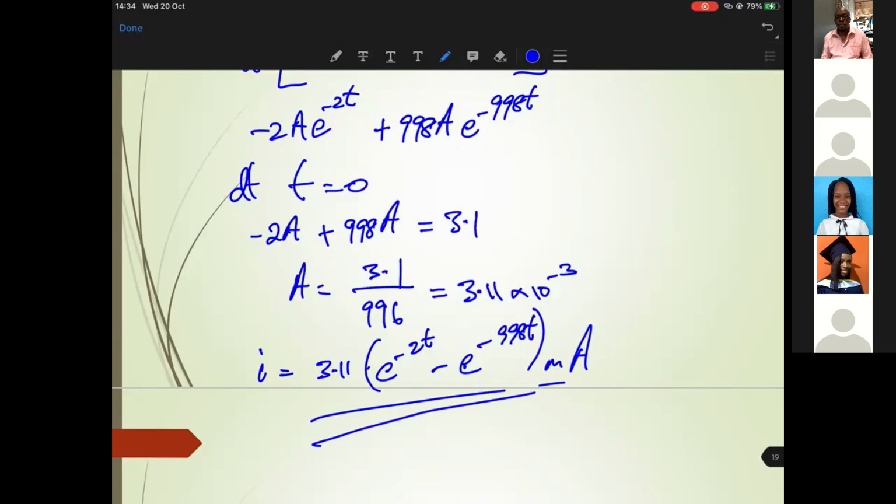So I have gone through all the quote-unquote subheadings on the transients. I've looked at all the possibilities. Do you have any questions?